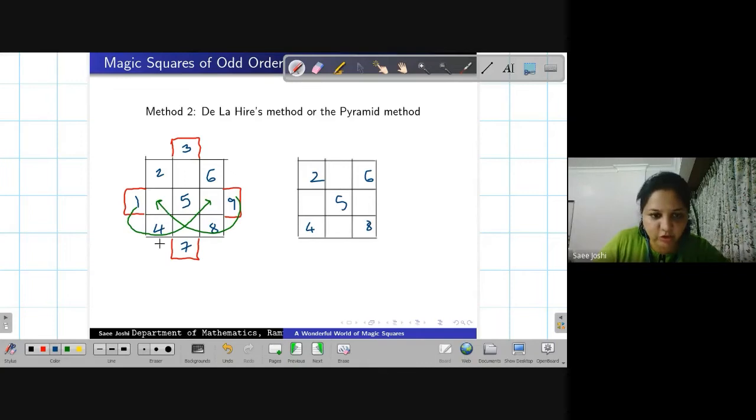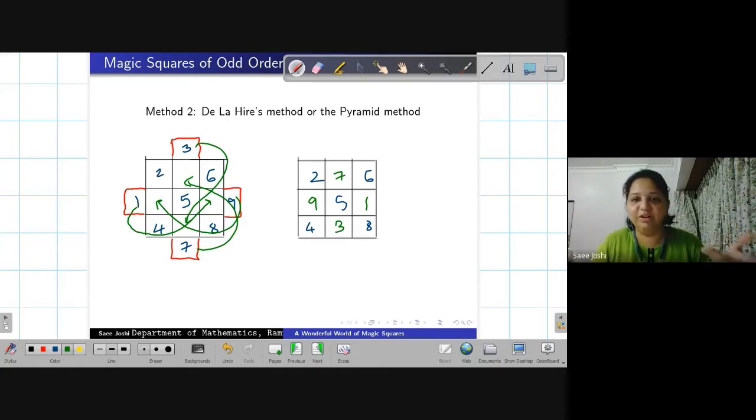And those that were outside, so this 1 is coming here, that means 1 I will get here. This 9 comes here, so 9 will go here. Then this 7 will go here, so I will get the 7 here, and this 3 goes here, so 3 will come here. So once again, this is a different kind of magic square than the square that we had seen earlier.